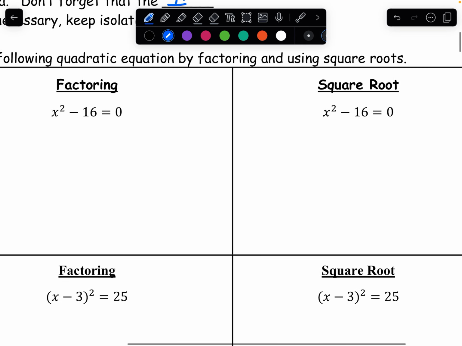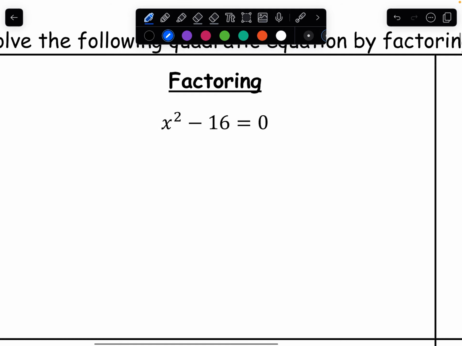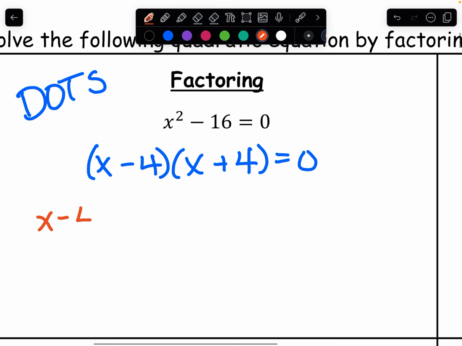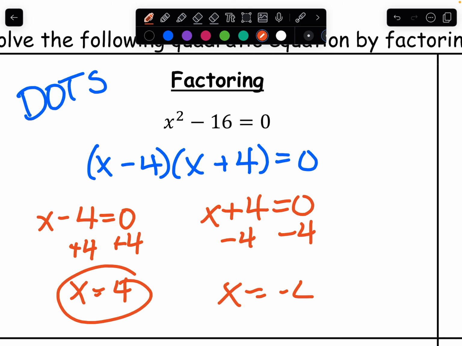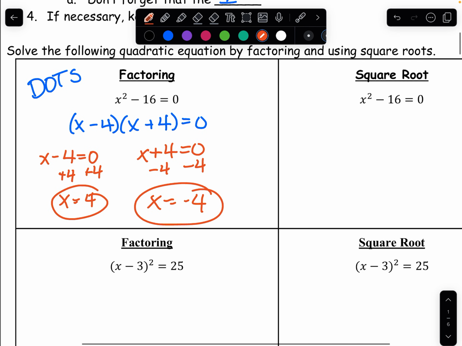So what we're going to do is see how to solve the next two problems by factoring or with the square root method. For factoring, we would have a difference of two squares because x squared and 16 are perfect squares and they are subtracting. And so we would get x minus 4, x plus 4 equals 0. Then we would take each factor, set them equal to 0 and solve, giving us x equals 4 and x equals negative 4. So there's our two answers. That's using factoring, and that only really works though if we have a perfect square.